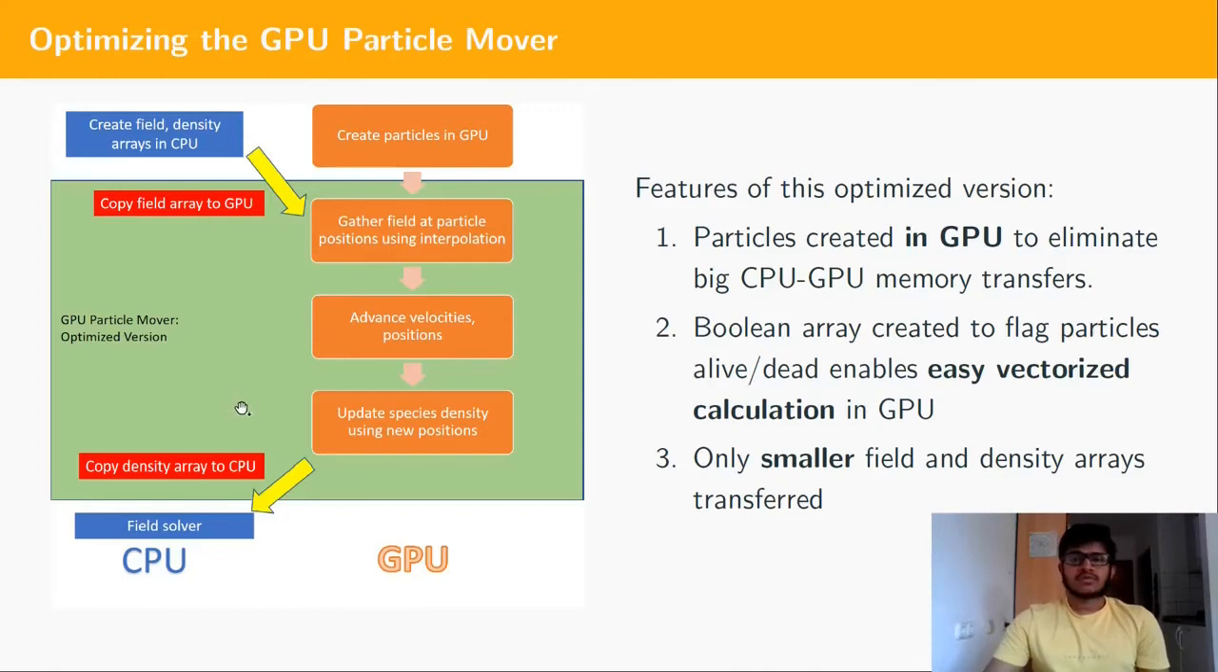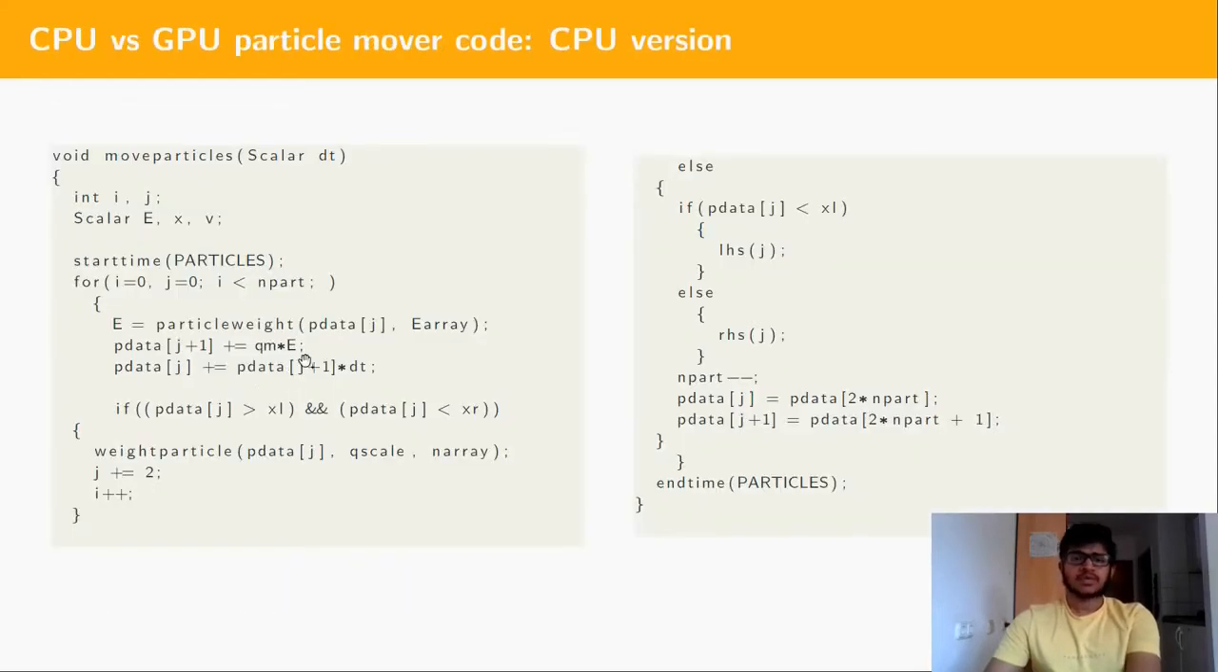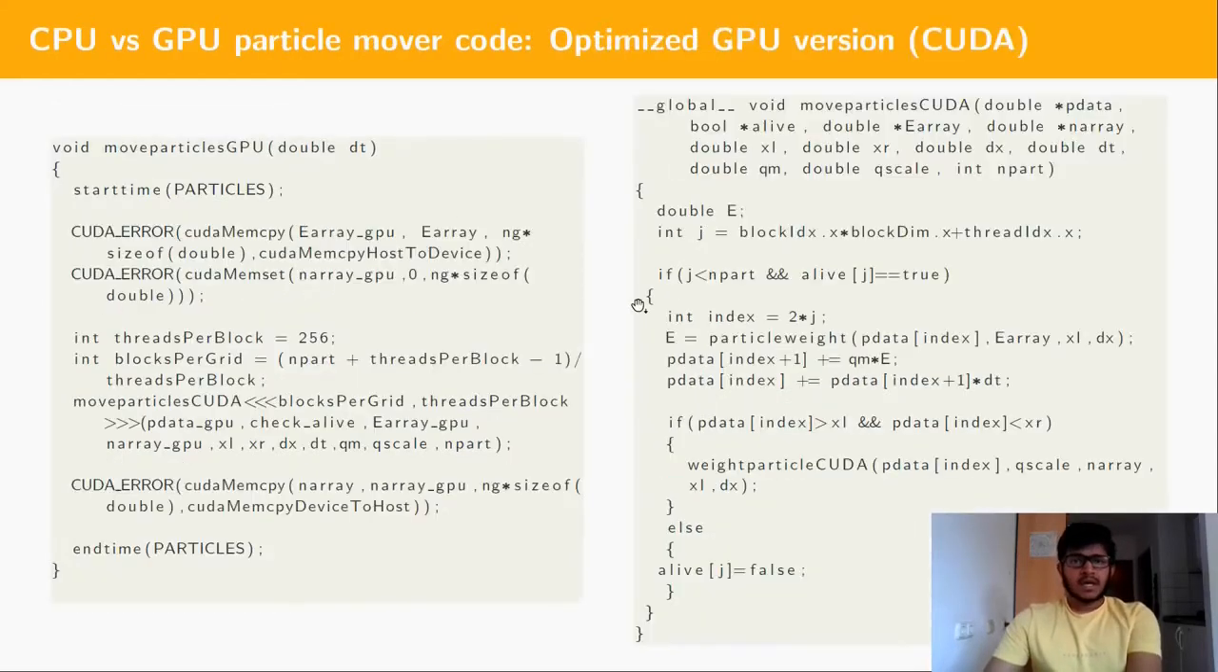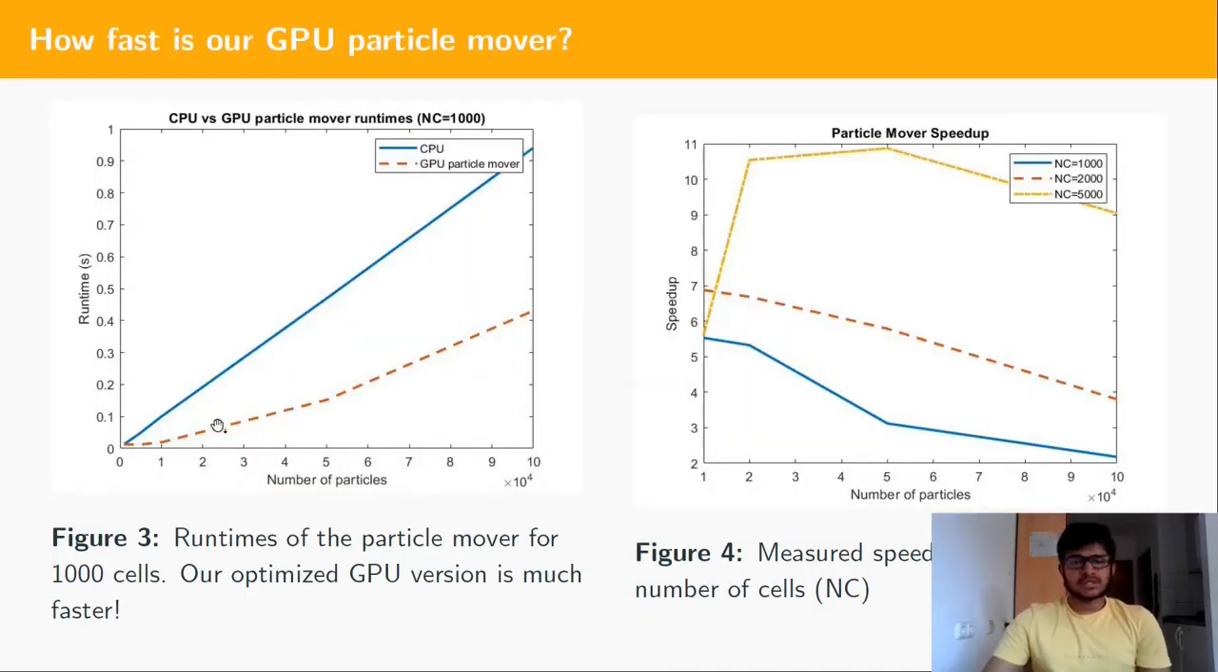We also did a few optimizations to enable vectorized processing in GPUs. We can now compare the code between the CPU version and the GPU CUDA version and see that there is some significant extra code. However, this gives us a huge performance boost. You can see here that the GPU particle mover is much faster when compared to the CPU version and gives us a speedup of around 5 to 10 times.